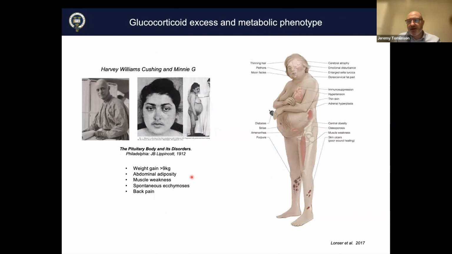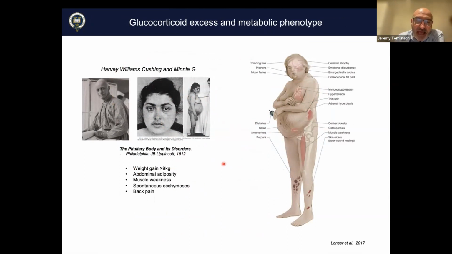So how did I start getting interested in the liver? Well, it all started many years ago, really, with our interest in glucocorticoids. And this is Harvey Williams Cushing, who was a neurosurgeon. And this is the first patient that he described with what we now understand is Cushing's disease.